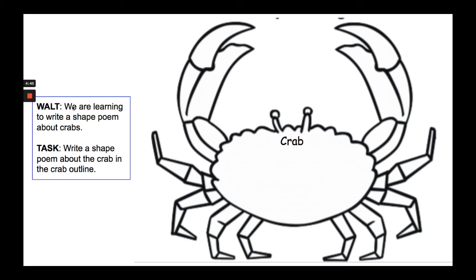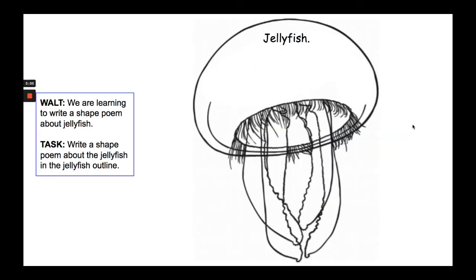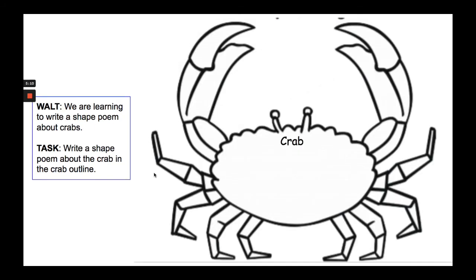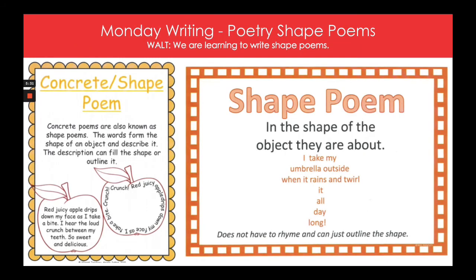So, we are learning to write a shape poem about crabs. Task: write a shape poem about the crab in the crab outline. So your task is to write a poem about crabs inside the shape of the crab. On the next slide, we are doing the same thing, but for a jellyfish. If you get stuck, you can go all the way back to this slide and read the posters again and use the examples to help guide you on how to write your shape poem.